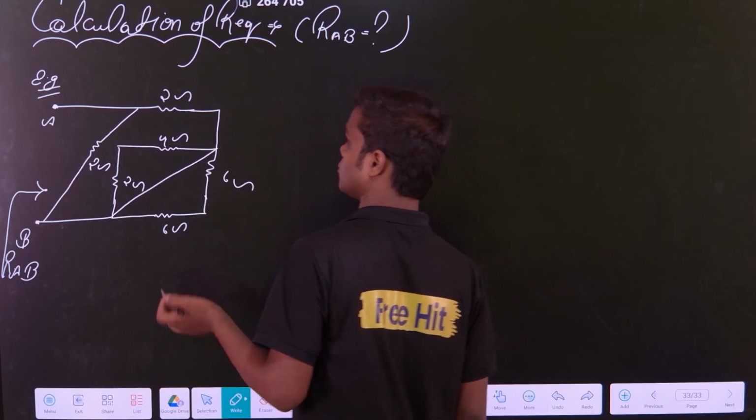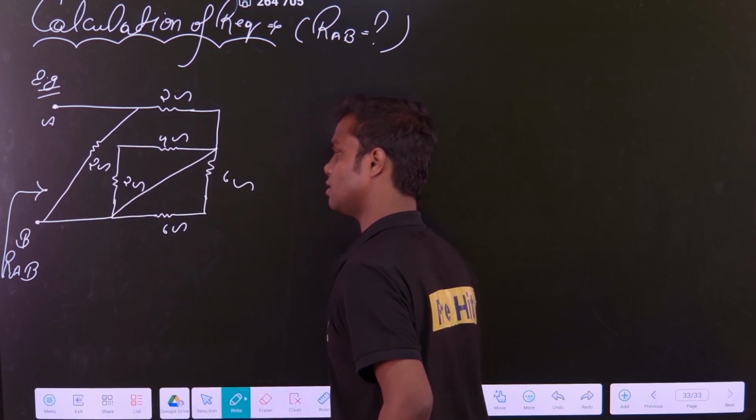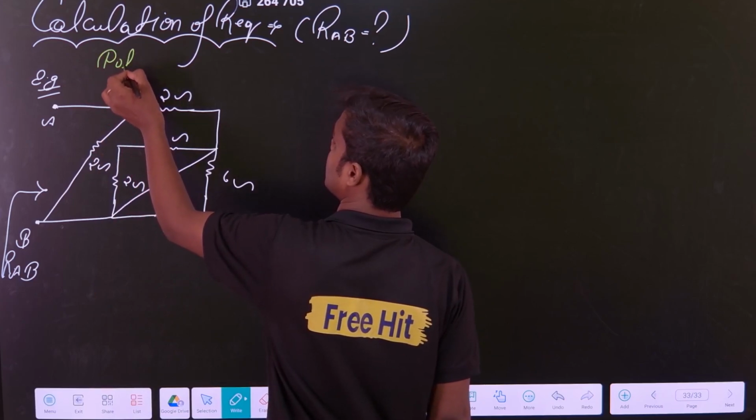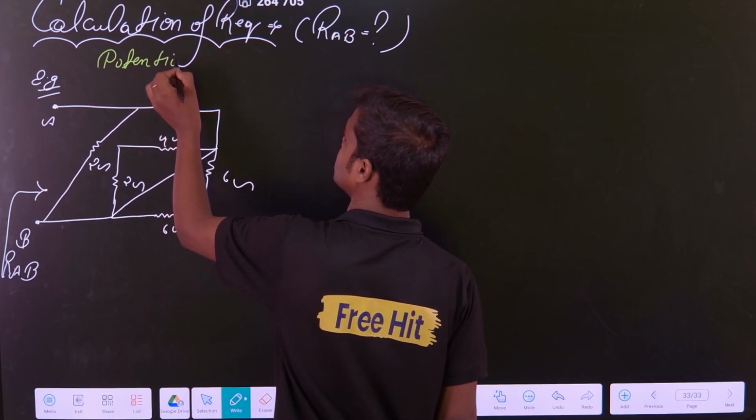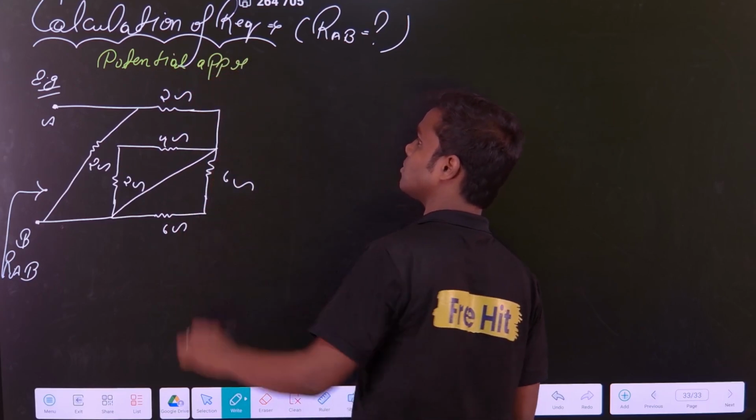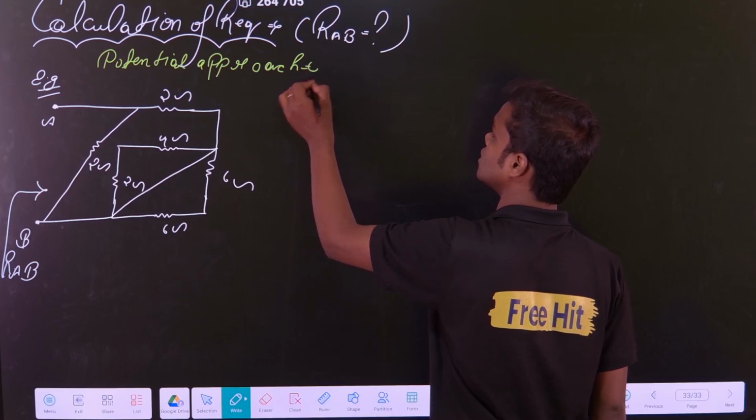Okay. So, the best way of solving is the potential approach. For any R equivalent circuit, the best way of solving is the potential approach. First I am writing the potential approach. That is the only best way. And almost 80% of the questions you can solve by this method only. Almost 80%. What is a potential approach?